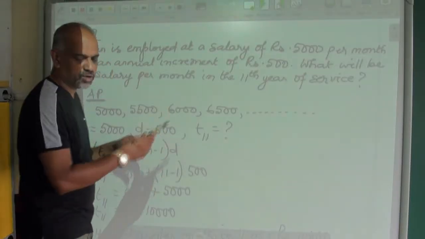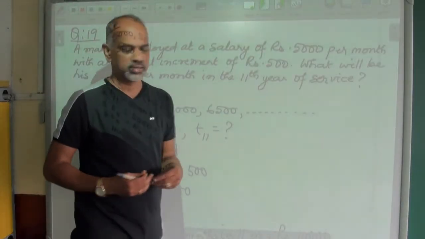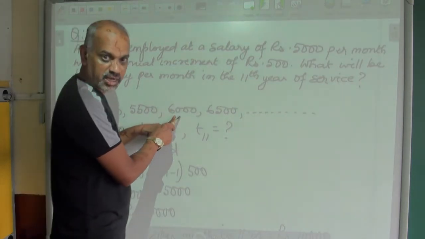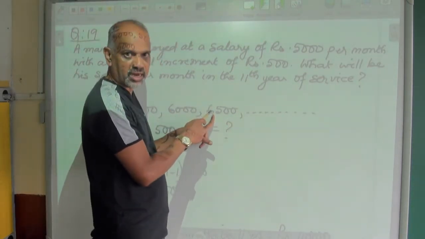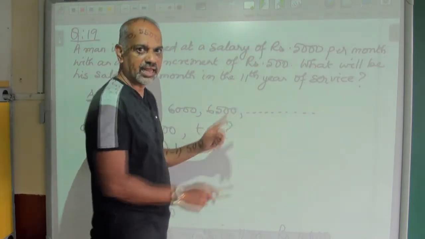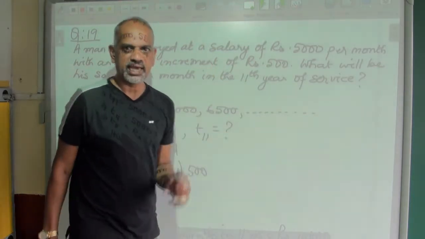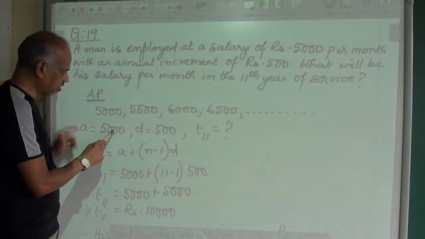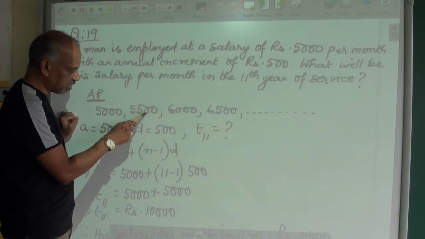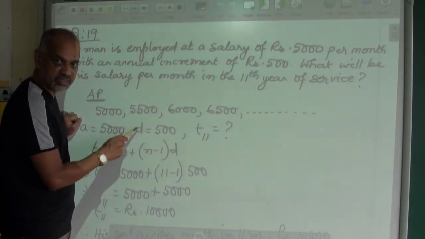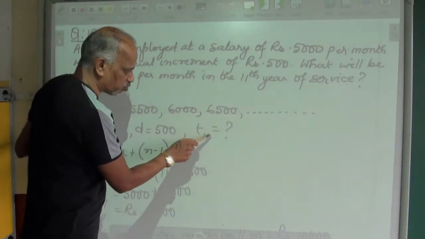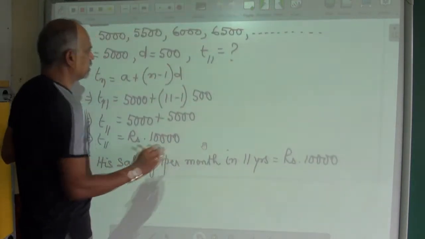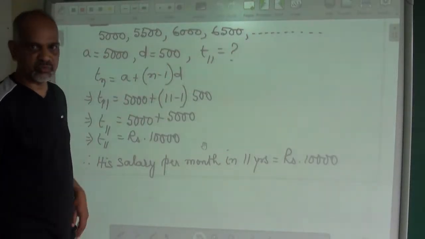So which means you are actually going to find term 11. This is the first term, second term, second year salary, third term, third year salary, fourth term, fourth year salary, and so on. We are going to find the 11th year salary, which is term 11. So this is the first term, therefore A is 5,000. Common difference between this and this is 500, that's the increase. And term 11 is what we are going to find.